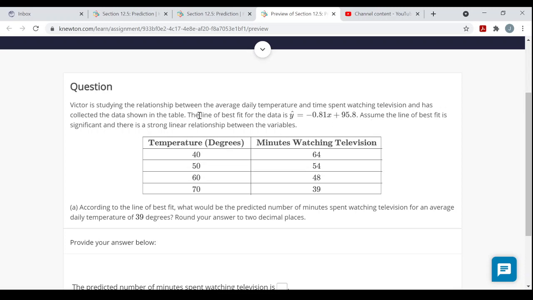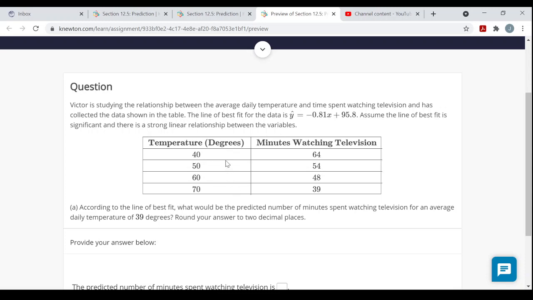All right. So they give us the line of best fit for this data as y hat equals negative 0.81 times x plus 95.8. And we're supposed to assume the line of best fit is significant, right? So you found the value of r, the correlation coefficient, compared it to critical values, and determined that it was significant, that this linear model is a good model for our data. And there is a strong linear relationship between the variables. Okay, so you have temperatures and their corresponding number of minutes watching television when the temperature was that outside. Now there are only 4 pairs of data here.